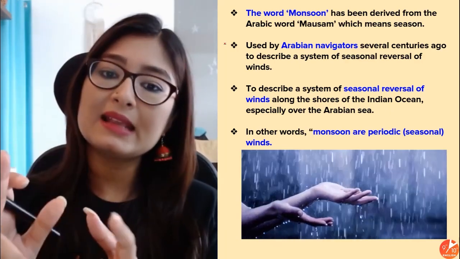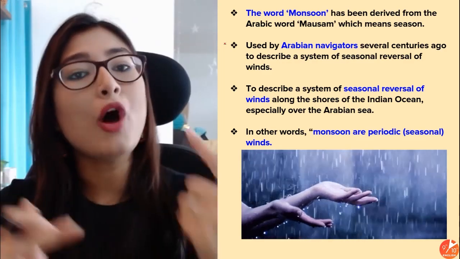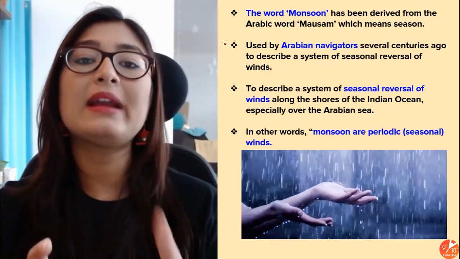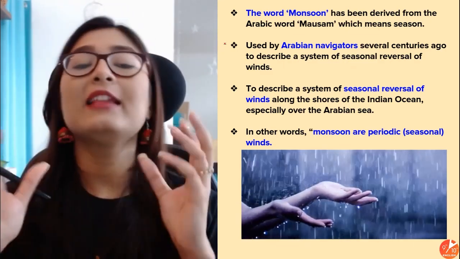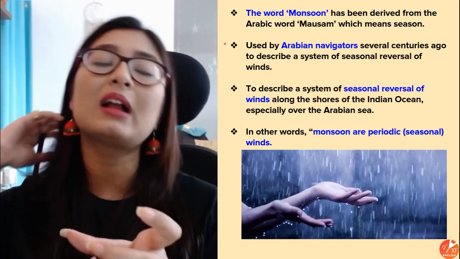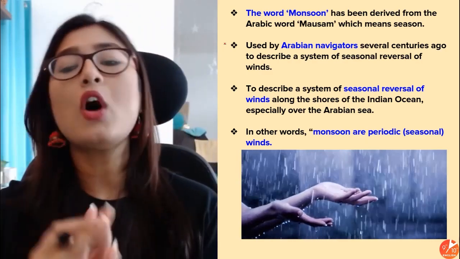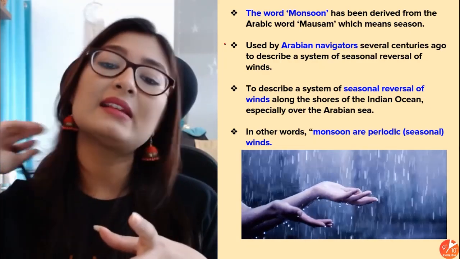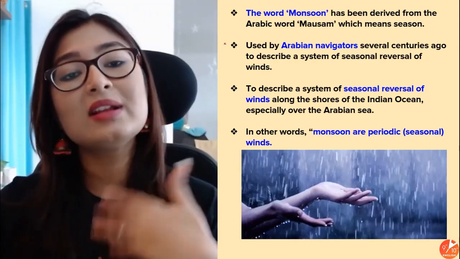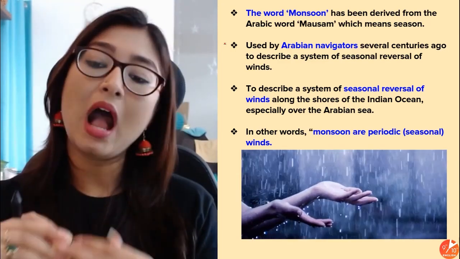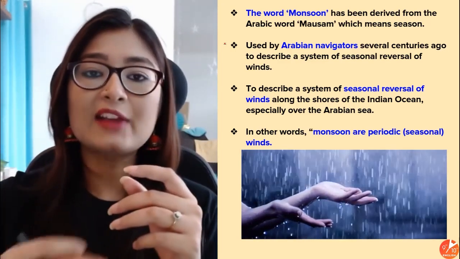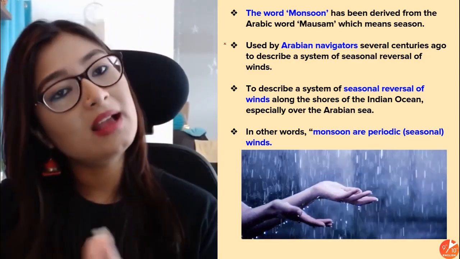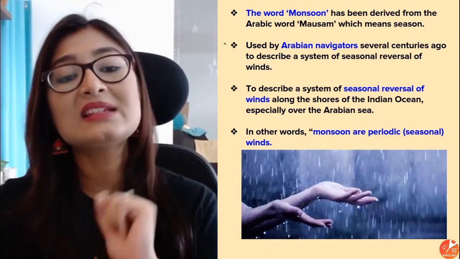That is when they realized that there is a proper seasonal reversal of winds which also causes the monsoon, and these are the monsoon winds. These Arab traders identified this, and they named it monsoon, which comes from Mausam, which I think is an Urdu word for season. So these navigators determined that we have a system of seasonal reversal of winds, and this reversal is what causes the monsoon. They are periodic winds; they happen in a rhythm, in a cycle. It's not random, because the Indian Ocean and the Arabian Sea, all these water bodies, affect it.